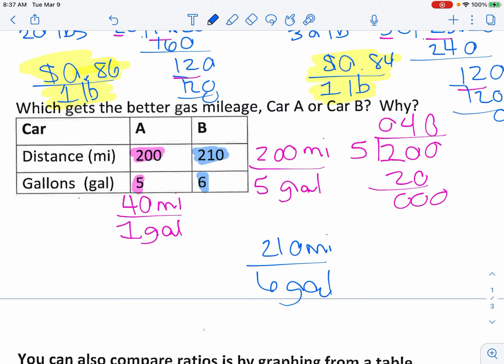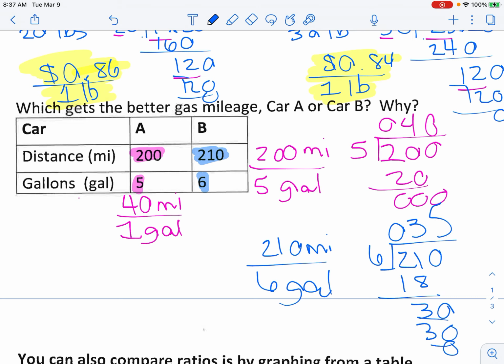So let's do the math for car B. 210 miles on 6 gallons of gas, so car B can travel 35 miles per 1 gallon. So let's go back and highlight.